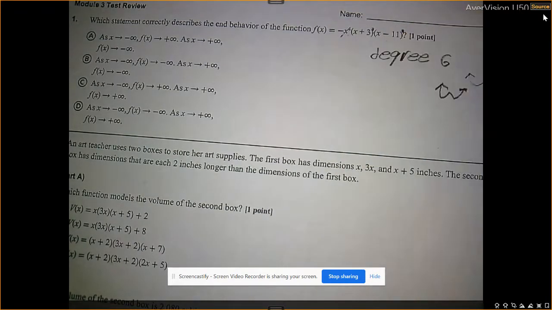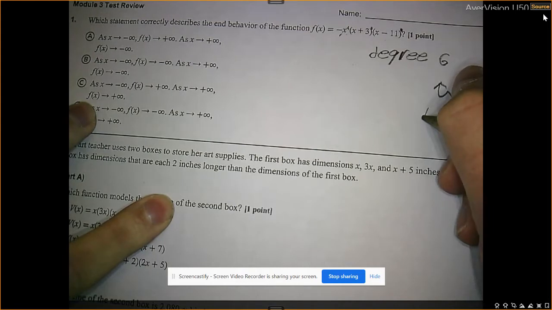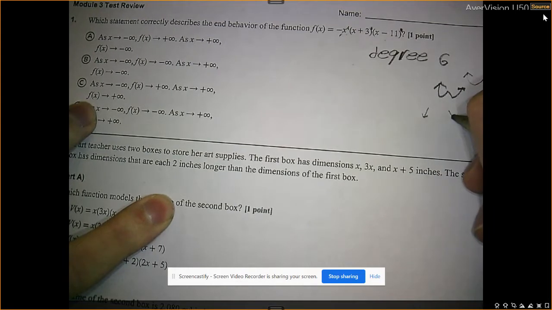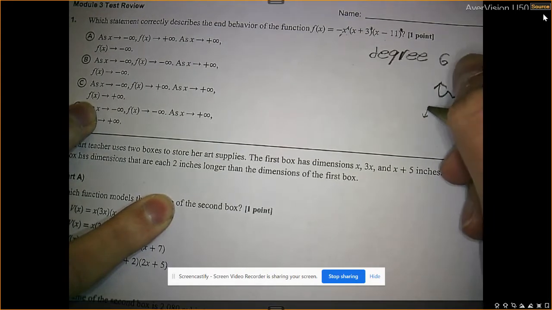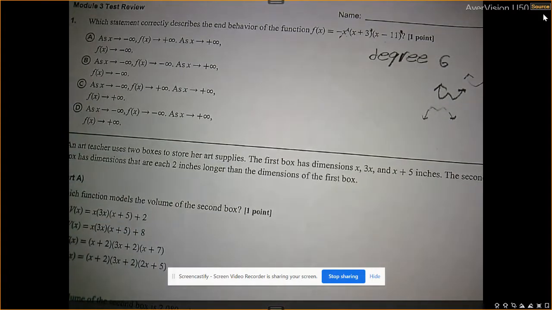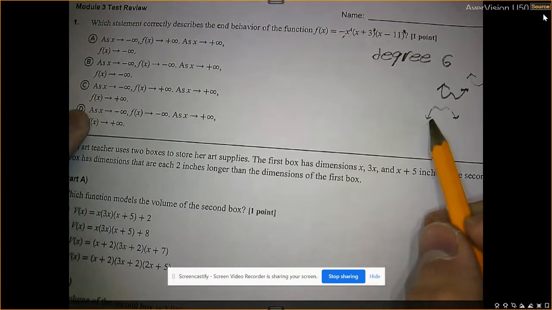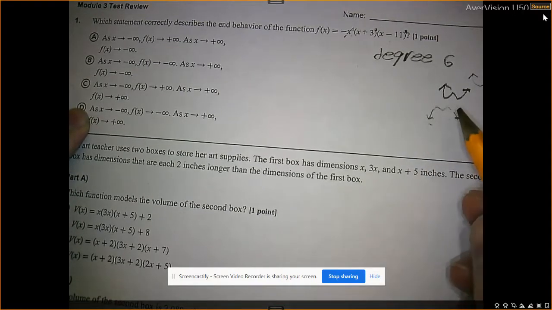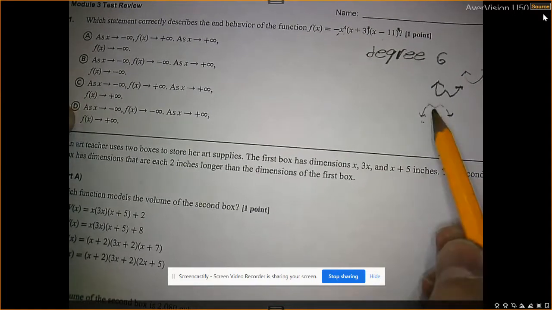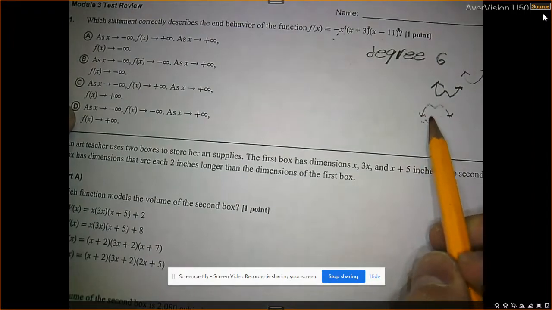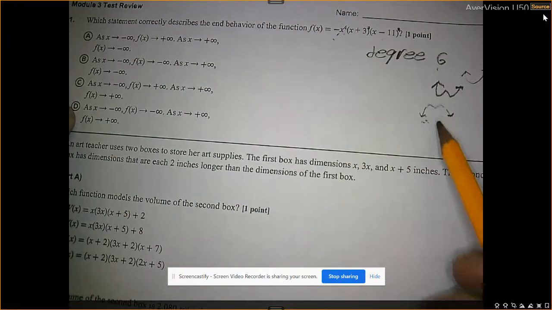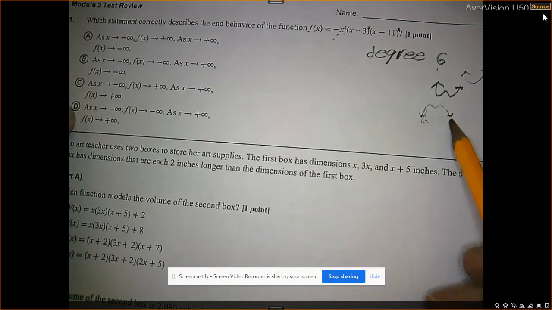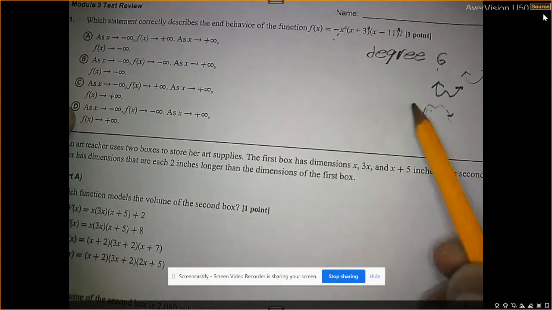And because of this negative there, it's going to flip it. So both arrows are going to be going down, and there's going to be stuff going on in the middle, something weird. But we don't need to know exactly what that is because we're just talking end behavior. Because of this negative, that's why it's flipped, remember? And because it's degree 6, it's going to go the same direction whether our x is approaching negative infinity or positive infinity.